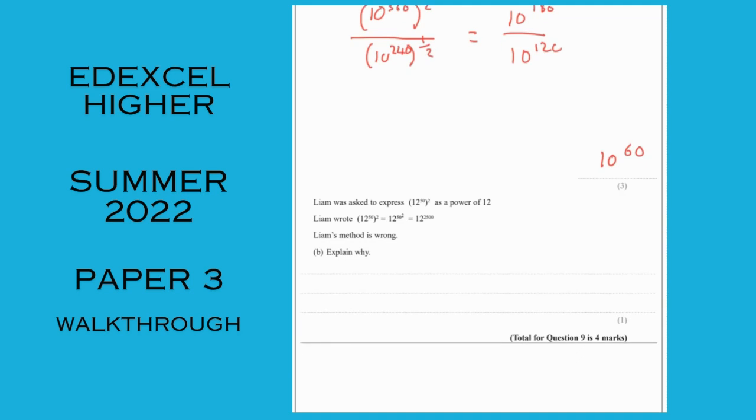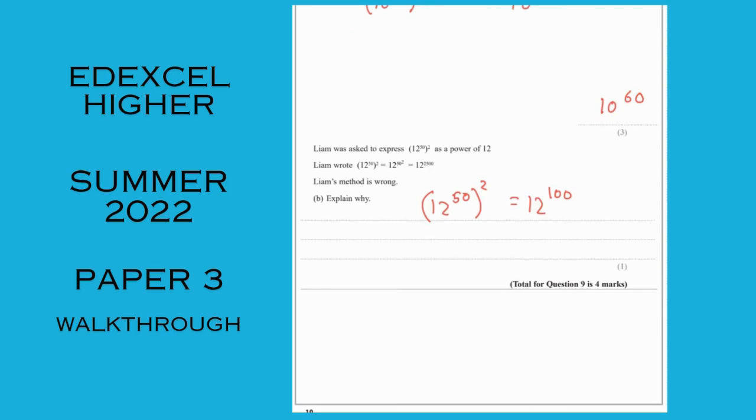Part B, what's Liam done? There's 3 lines. Don't use them all, it's only worth 1 mark. Sometimes the best way to show what someone's done wrong is to do it correctly. And so what happened up here, 12 to the 50 squared, should be multiplying the powers to get 12 to the power of 100.